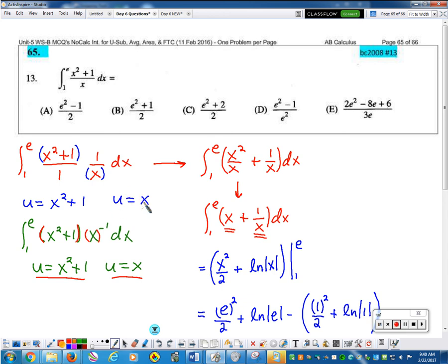Time for some yes or no questions. I look at my choice of u. I take the derivative. Actually, I want you to say the derivative. What's the derivative of this? 2x. Okay, that derivative is supposed to be exactly the same as the other multiplying function. So I look here. Is 2x the same as 1 over x? Say yes or no. No. So u sub in that case doesn't work.